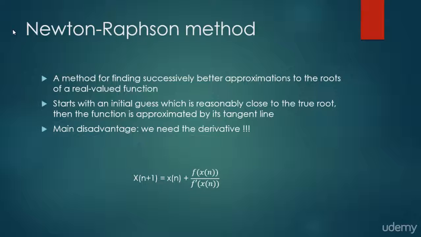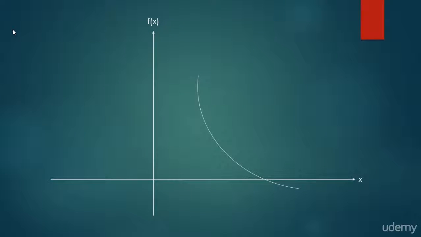So we have a recursive iterative formula for how to calculate it, where f denotes the original function and f prime denotes the derivative of this function. And it's quite simple, I think. So let me show an illustration.